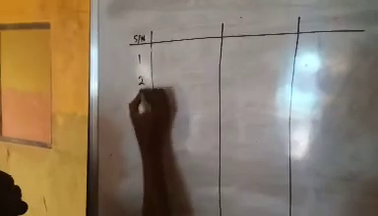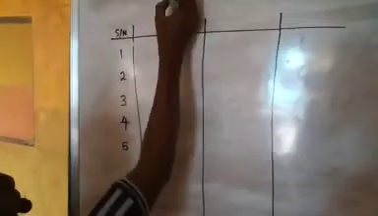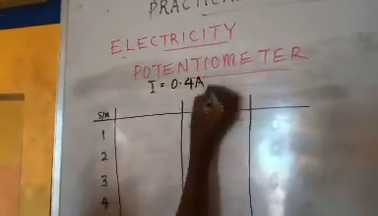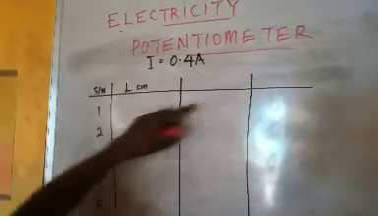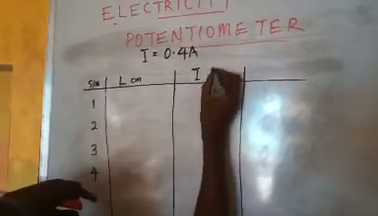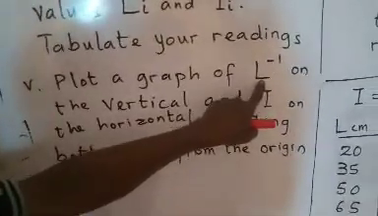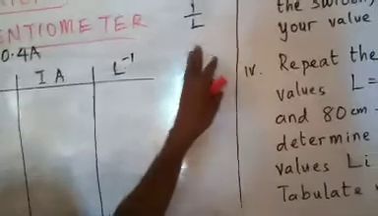Experiment 1, 2, 3, 4, 5. Remember, our I is what? 0.4 ampere. Now this L is in centimeter and this I in ampere. And you look at here, plot a graph of L, inverse of L. That is when we say inverse of L, that is 1 over L. Okay, you put that one in mind.